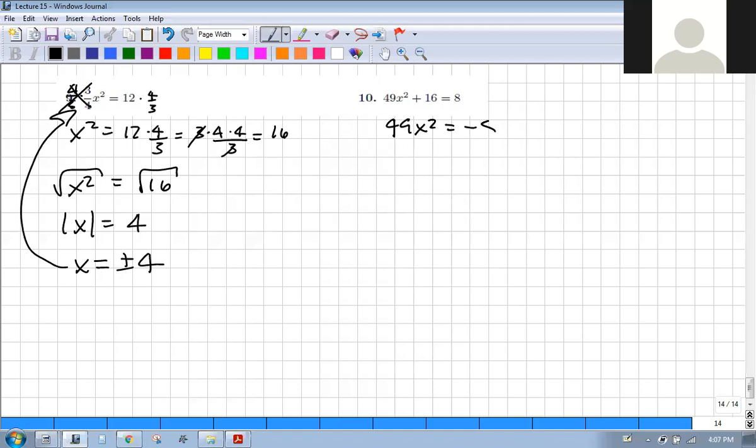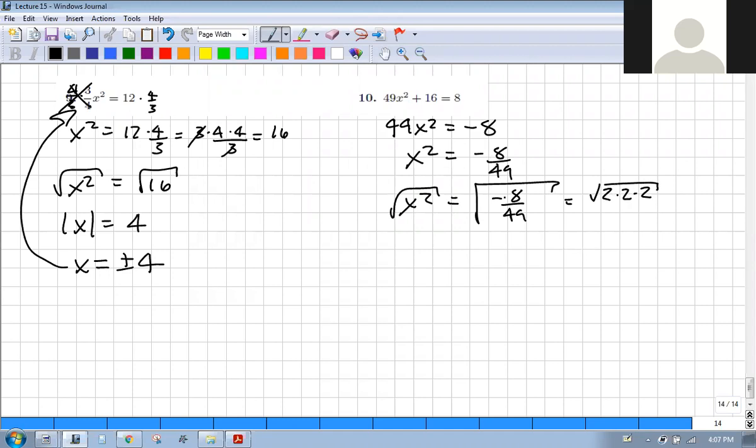All right, if we subtract 16 from both sides, we get that. Divide both sides by 49. I don't think we can do anything there. Square root both sides. Let's see, 8 is 2 times 2 times 2. That minus gives us an i out here. 49, the square root of 49 is 7. We can pull 2 of those out. Boom. We still have 1 left. So x is positive negative 2 root 2 over 7i.